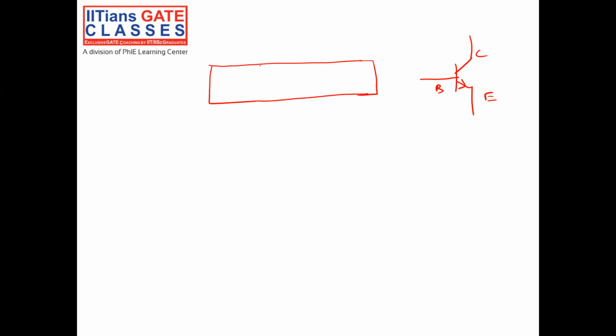If you take the schematic of a BJT, let us take an NPN BJT. It has 3 terminals: one is the collector, another is the base, another is the emitter. It is an NPN transistor, so the construction is like this. The emitter is N-type semiconductor, the base is P-type, and the collector is again N-type. This is my emitter, this is my base, this is my collector.